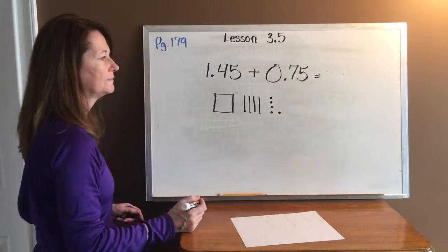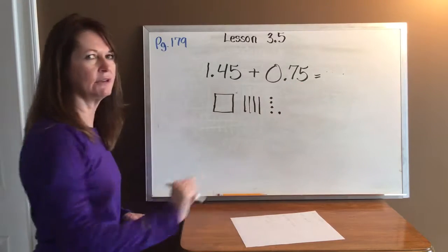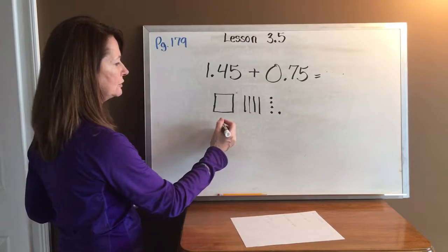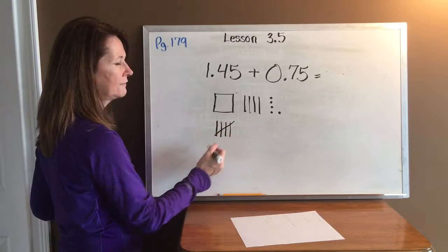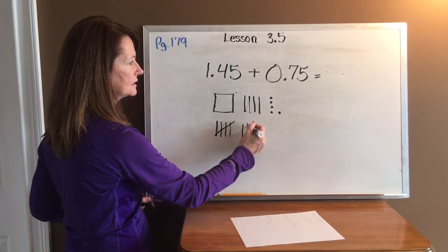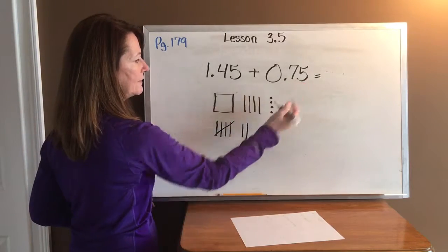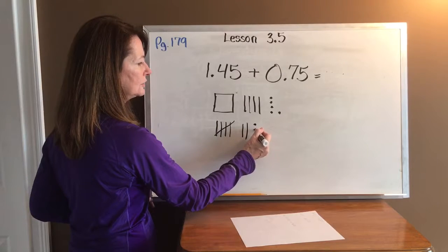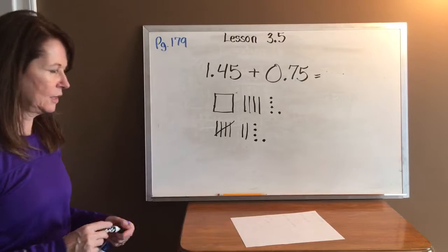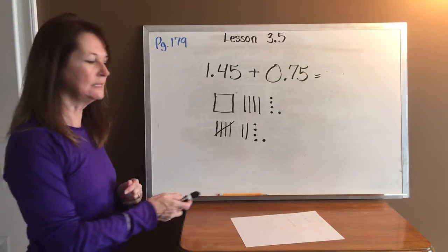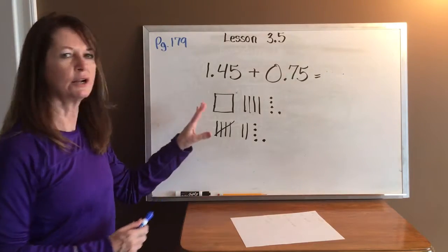Okay, so there's 5. And then let's go ahead and add that 75 hundredths to it. So watch what we do. We're going to go 1, 2, 3, 4, 5, 6, 7, and then 5 of those little dots. 1, 2, 3, 4, and 5. Okay, we are going to combine these, and we're going to get our total.